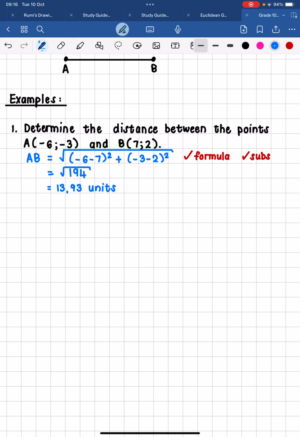And this is the final answer, so we are allowed to round off there. Yes? Do we have to put the surd then, or should we do all three? You can just go straight to 13,93, yeah. So guys, you don't even have to write this down. You can go straight to 13,93 as your answer.